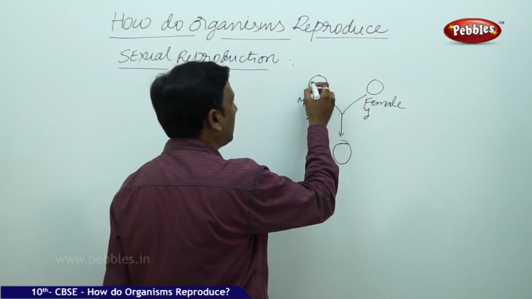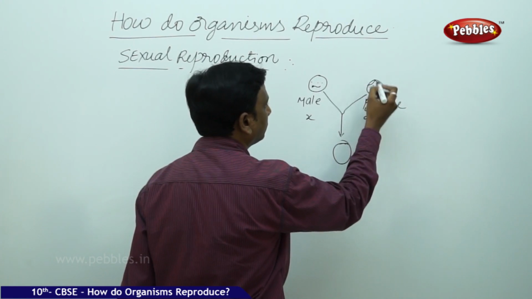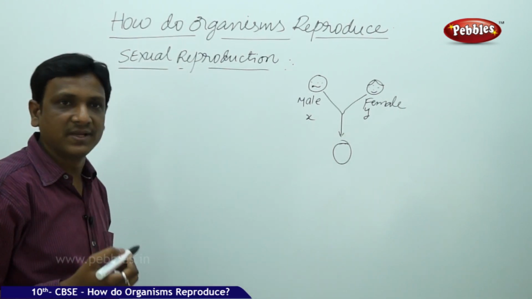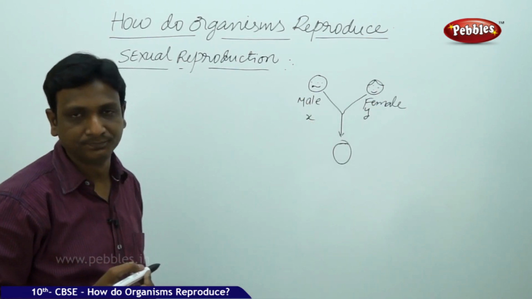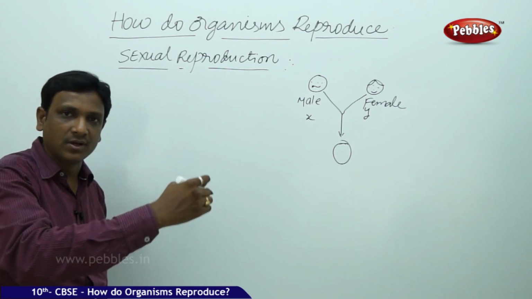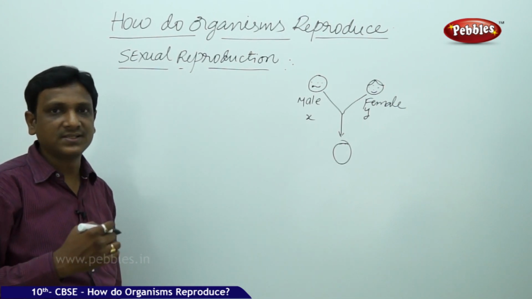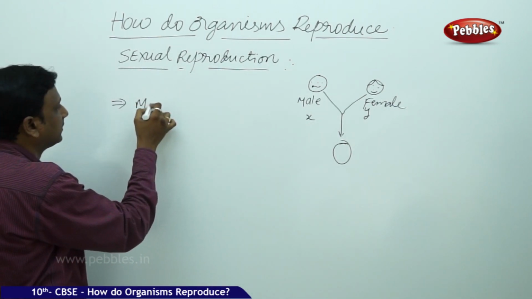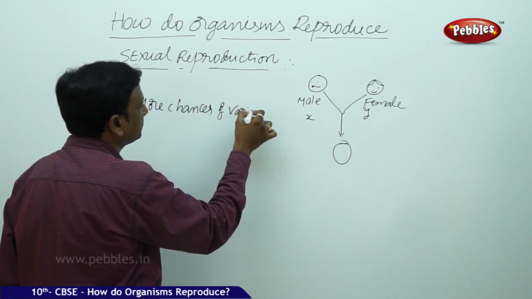Here, father, here, mother. The young one is similar to the parents. The young one acquires some characters from father, some characters from mother, but is not identical to any one of them. In the asexual methods, we have seen that even though the organisms are produced from a single organism, there are some changes in their DNA. So, there are some variations. Here in sexual reproduction, there are more chances of variations.